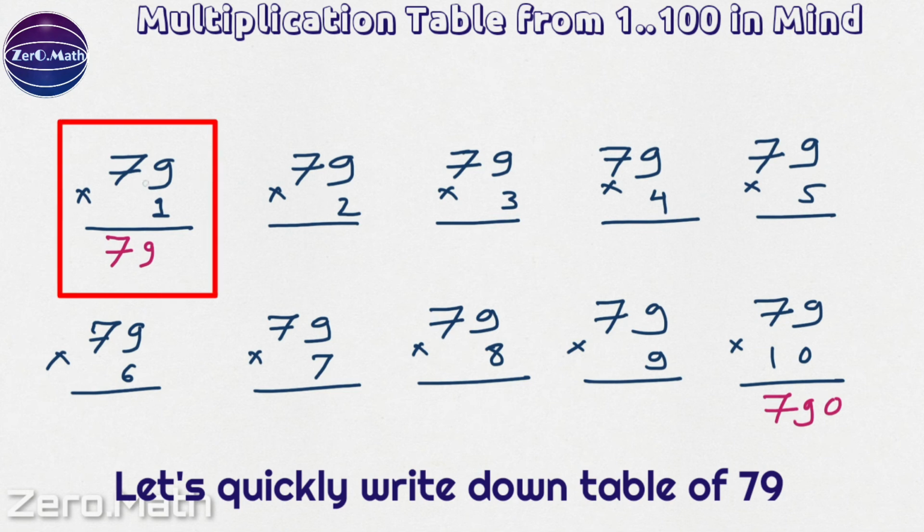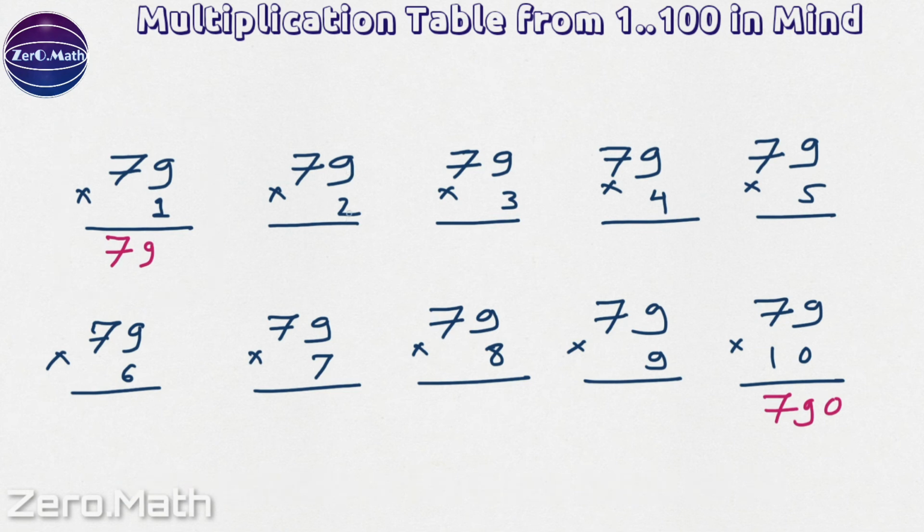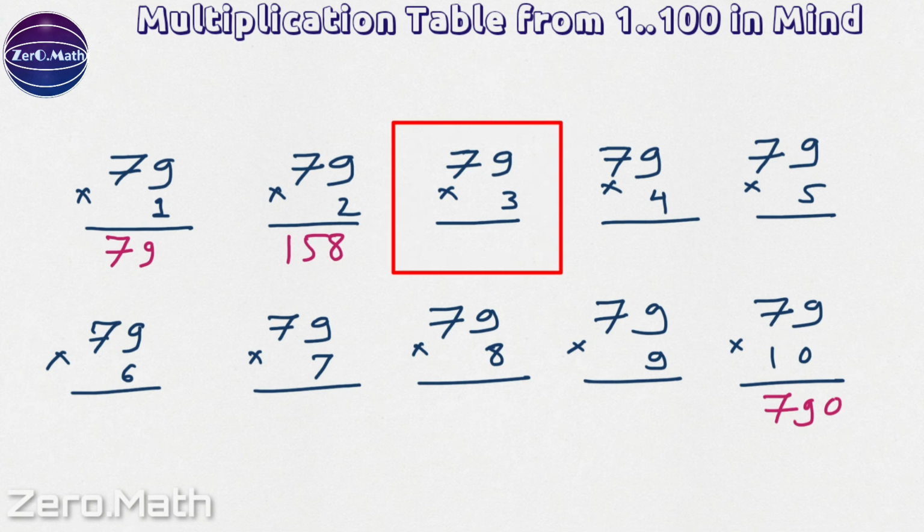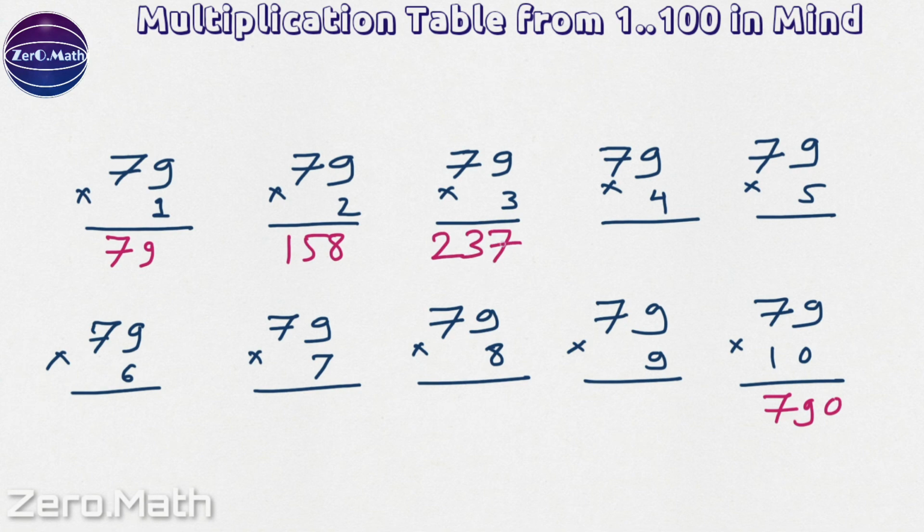So 79 times 1 is 79, 79 times 2 is, 7 twos are 14, so it will be 140 plus 9 twos are 18. So 140 plus 18 is 158. So 79 into 3, so 7 threes are 21, so it will be 210 plus 9 threes are 27. So 210 plus 27 is 237. 7 times 4 is 28, so it will be 280 plus 9 times 4 is 36.